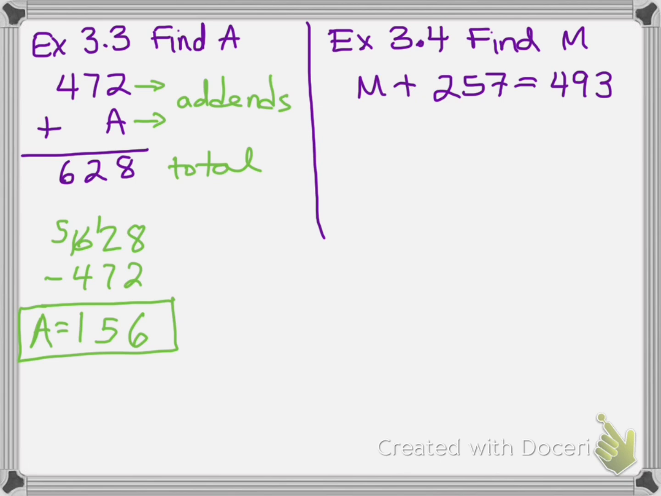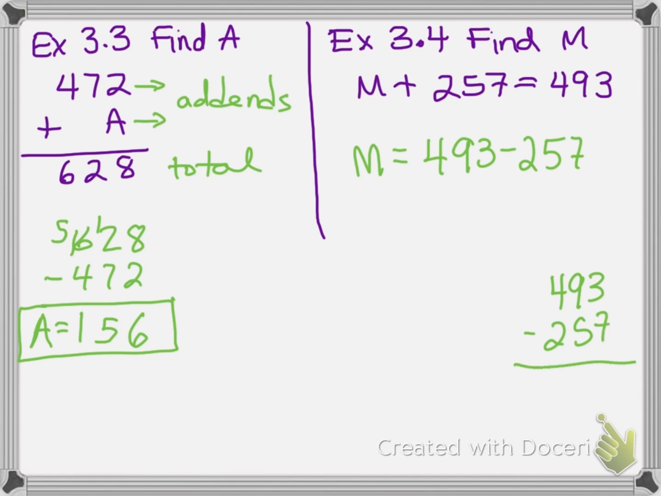Same thing in this one. Notice that even though it's given horizontally, the M is one of the addends, is one of the parts that makes the total. So to find M, I have to subtract the 493 minus 257. So to do that, I'm going to do it vertically. And again, I'm going to have to borrow. So I'm going to borrow from the 9. Now I have 8 and 13 here. 13 minus 7 is 6. 8 minus 5 is 3. And 4 minus 2 is 2.